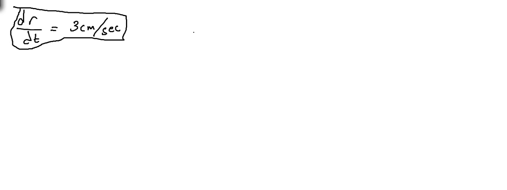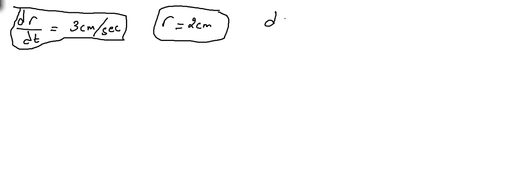Find the rate at which the surface area of the sphere is increasing when the radius is 2 centimeters. So the radius is given as 2 centimeters. This is also important. And we need to find the rate at which the surface area changes. Let's name S as the surface area here. So we need to find dS/dt at radius r equal to 2.